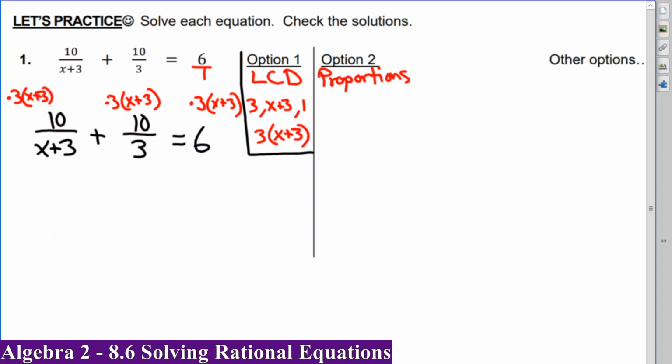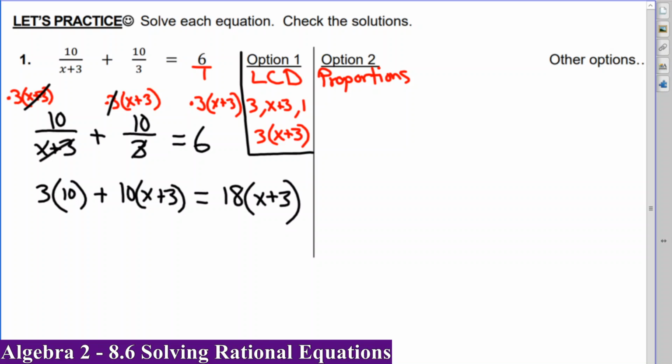Now this is going to work out pretty nicely. The reason we multiply by the least common denominator is so we can get things to cancel out, especially the denominators. My x plus 3's cancel out, and I'm left with 3 times 10. My 3's cancel out, and I'm left with 10 times the quantity x plus 3. Nothing cancels on the right, but 6 times 3 is 18, times all of x plus 3. So now we no longer have to deal with a fraction.